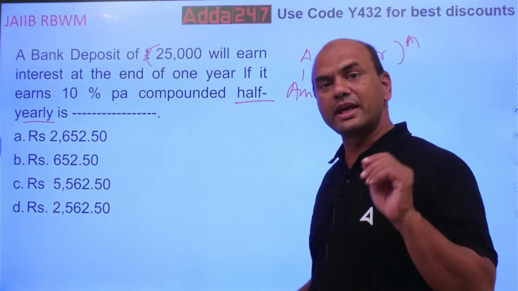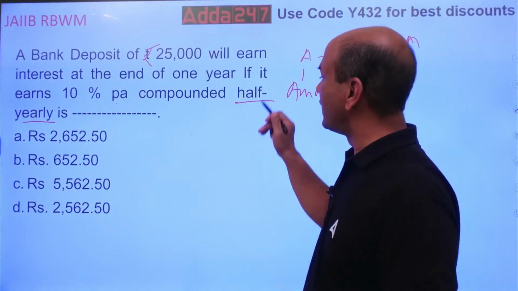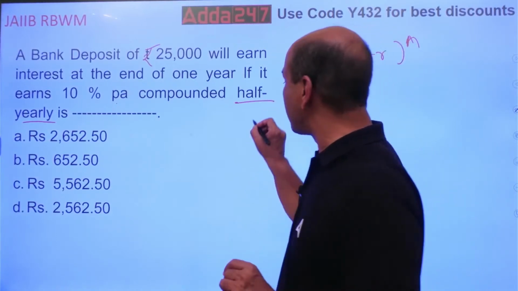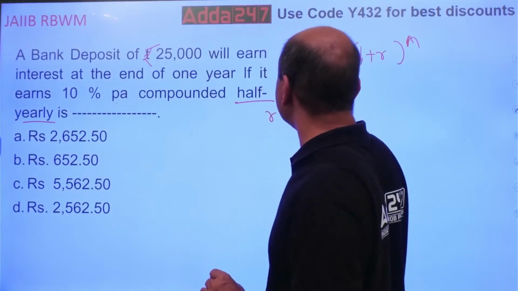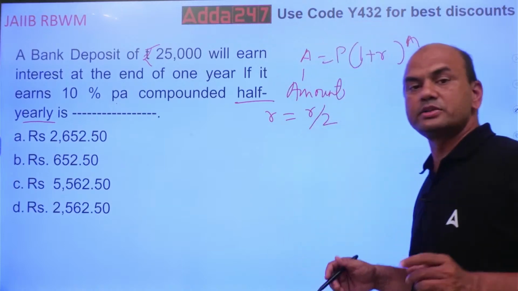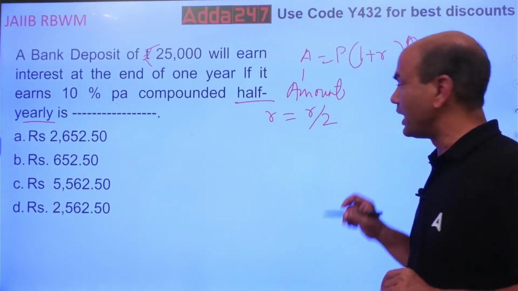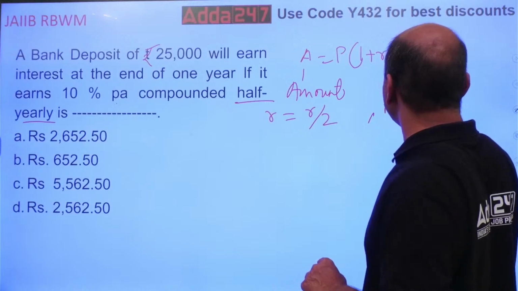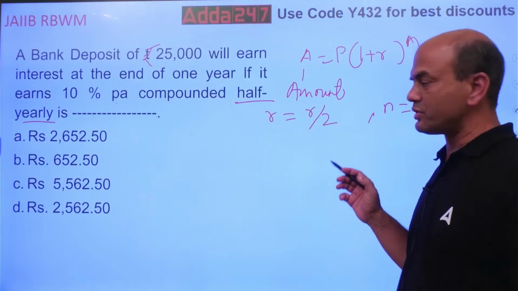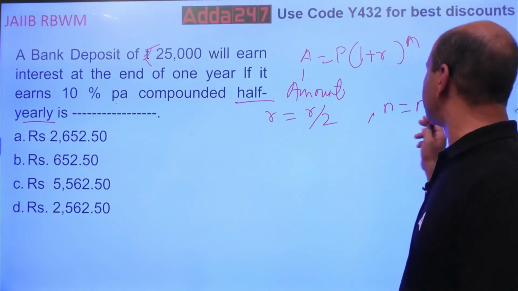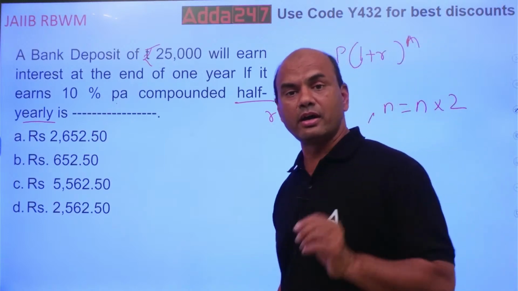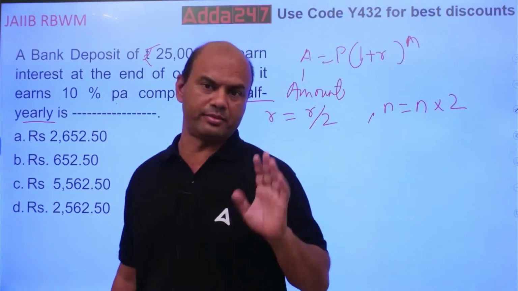But now the real catch comes. The real catch is half yearly. Whenever you have to do anything half yearly, R becomes R upon 2. Whatever is given in the problem, this R is to be divided by 2. And n becomes n into 2. The number by which you divide R, the same number you multiply to n. Kindly note this.